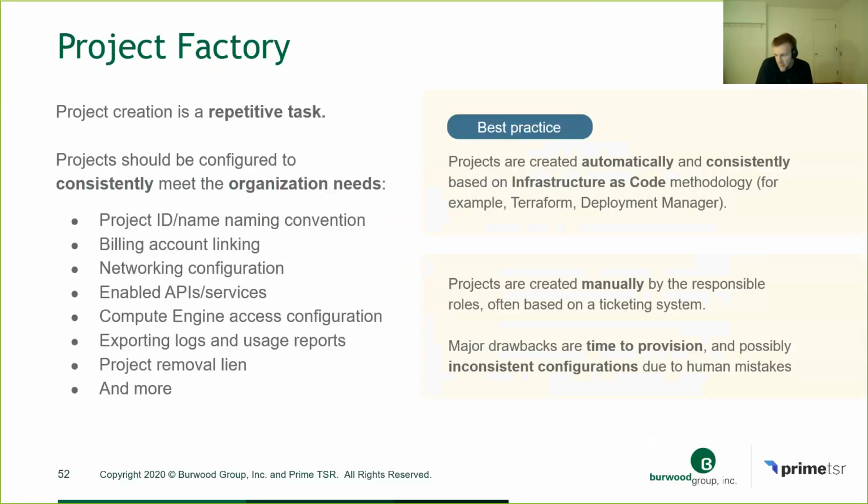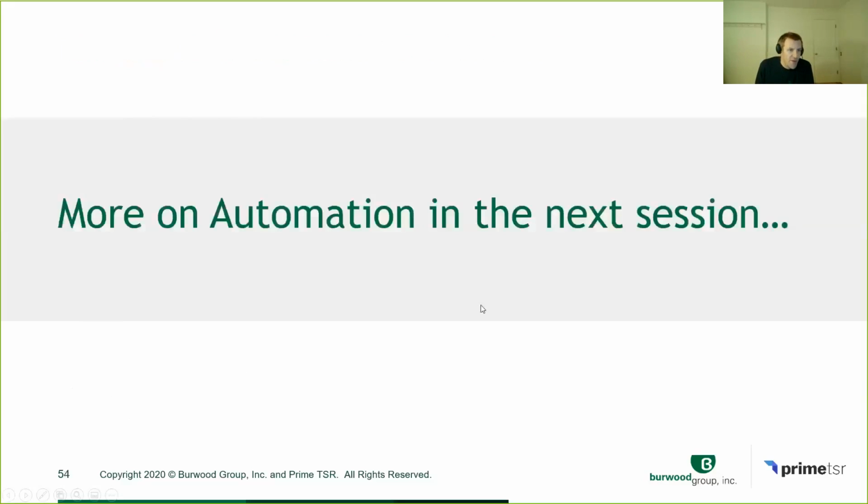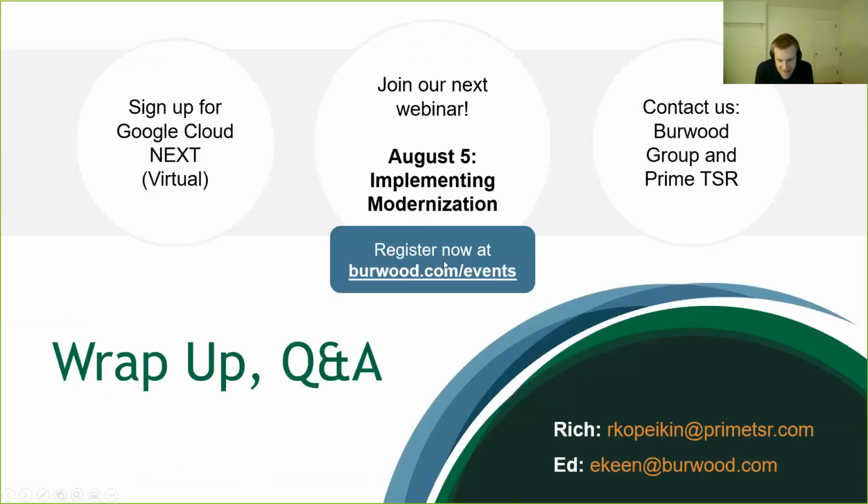You can even integrate this with ServiceNow. So if somebody wanted to request a new project from a catalog item, then they can do so. There's a reference architecture around how we implement Terraform for all of our Google Cloud projects that we'll send through with the deck here as well. So there's going to be much more on automation in the next session. We're very excited to dig into that next session. It's going to be on August 5th. We're going to be talking about how to actually implement modernization.